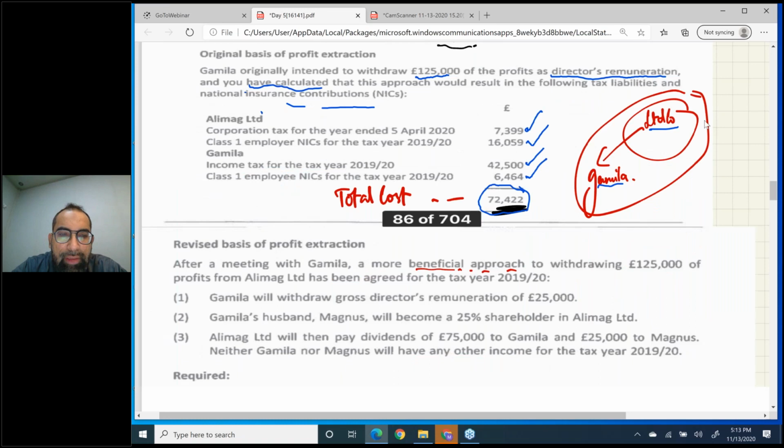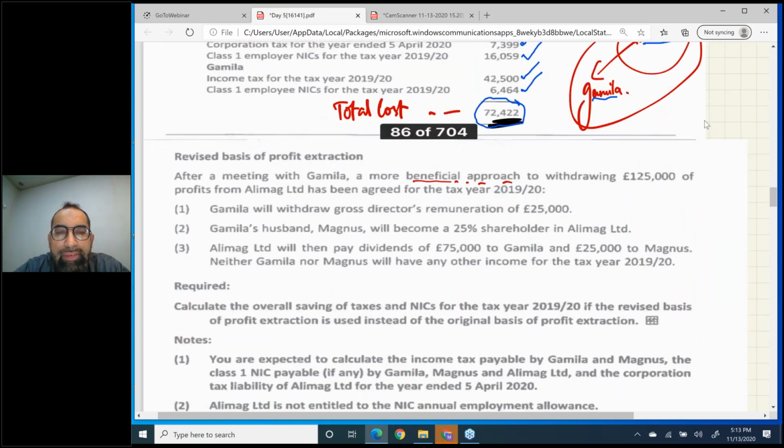See, revised basis. What is the revised basis? After a meeting with Jamila, a more beneficial approach to withdrawing 125,000. See, in the original plan she wanted to withdraw 125,000, but as one short salary. In that option, she was withdrawing as one short salary. Please look at me carefully. One short salary.